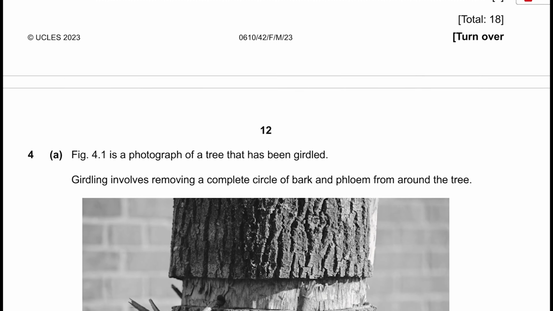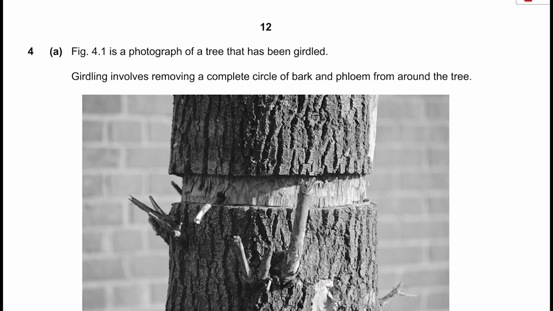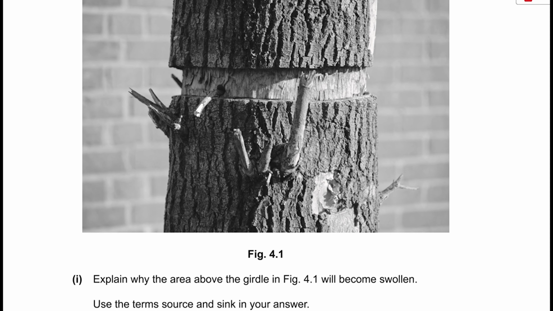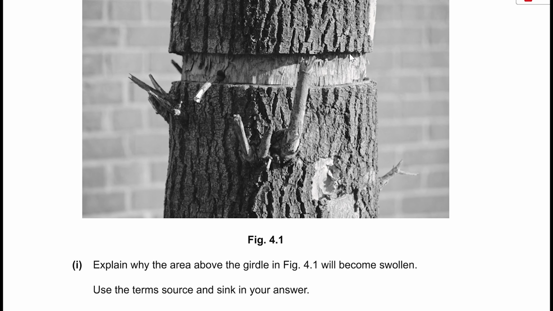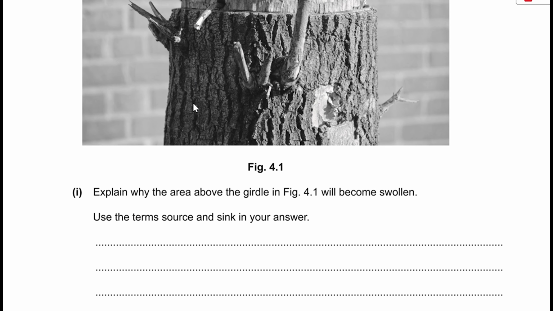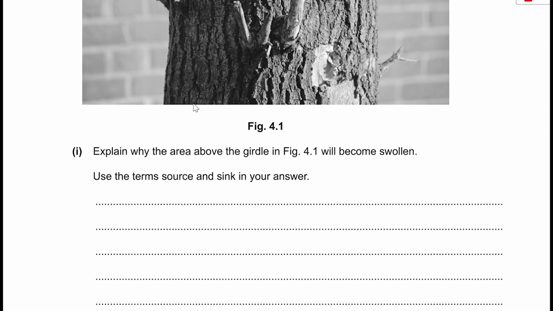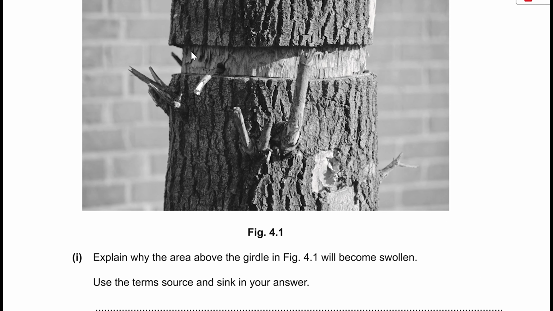Alright, we go further. Now we are on to question 4. It says here, figure 4.1 is a photograph of a tree that has been girdled. Girdling involves removing a complete circle of bark or phloem from around the tree. As we can see, a part of the phloem has been removed. Explain why the area above the girdle in 4.1 will become swollen. With this girdling process, we'll remove the phloem, alright?